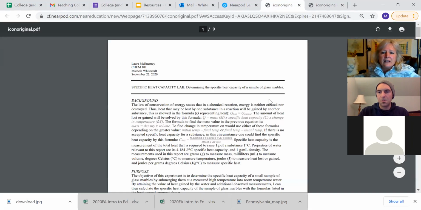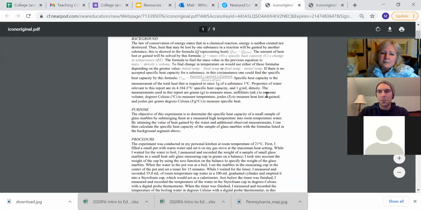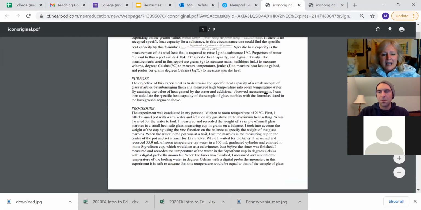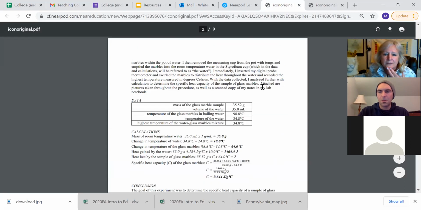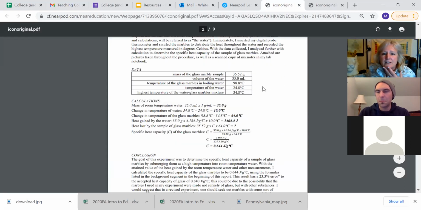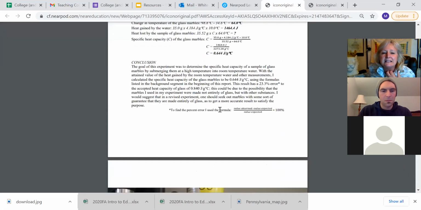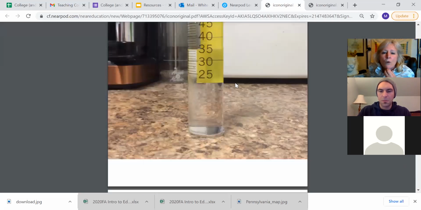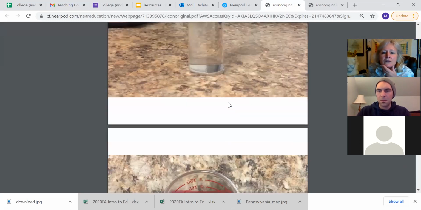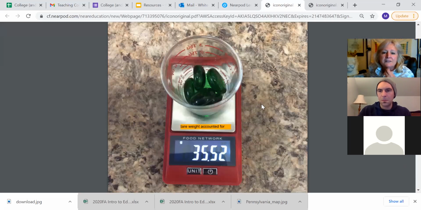So here's a lab example, specific heat capacity. I asked them to buy copper. If they didn't have copper, they went with marbles. And so this particular student did not look up different types of glass. But I did want to share with you the kinds of photographs that they take.